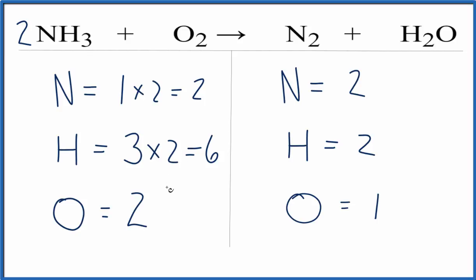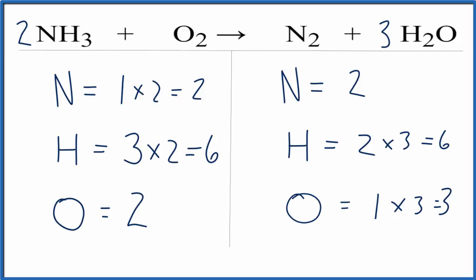They're not quite there. It looks like what we need to do to fix the hydrogens would be to multiply the water by 3. So we have 2 times 3, that equals 6, but now we have this 1 times 3, and that equals 3. So it's a little bit awkward right now.